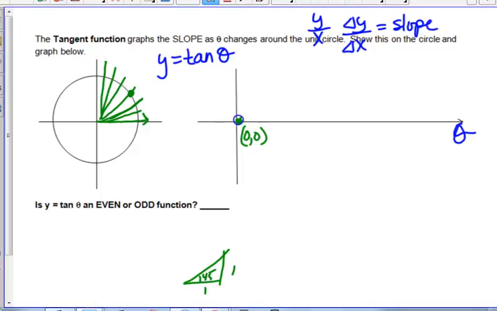The slope of the line is increasing and getting really, really big. Then the slope of the line gets to here. What is the slope of a vertical line? Undefined. So the slope is undefined. So there's an asymptote in the graph at, what's that spot? 90 degrees or pi over 2.